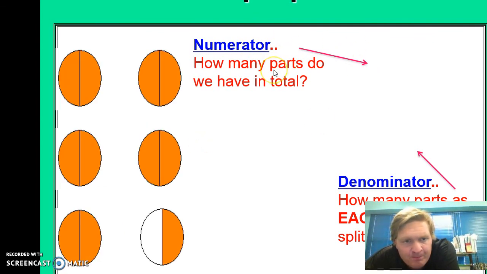Another example, once again looking at improper fractions. How many parts do I have in total? 1, 2, 3, 4, 5, 6, 7, 8, 9, 10, 11. How many parts has each whole been split into? They've been split into 2. So my improper fraction should be 11 halves, or 11/2.